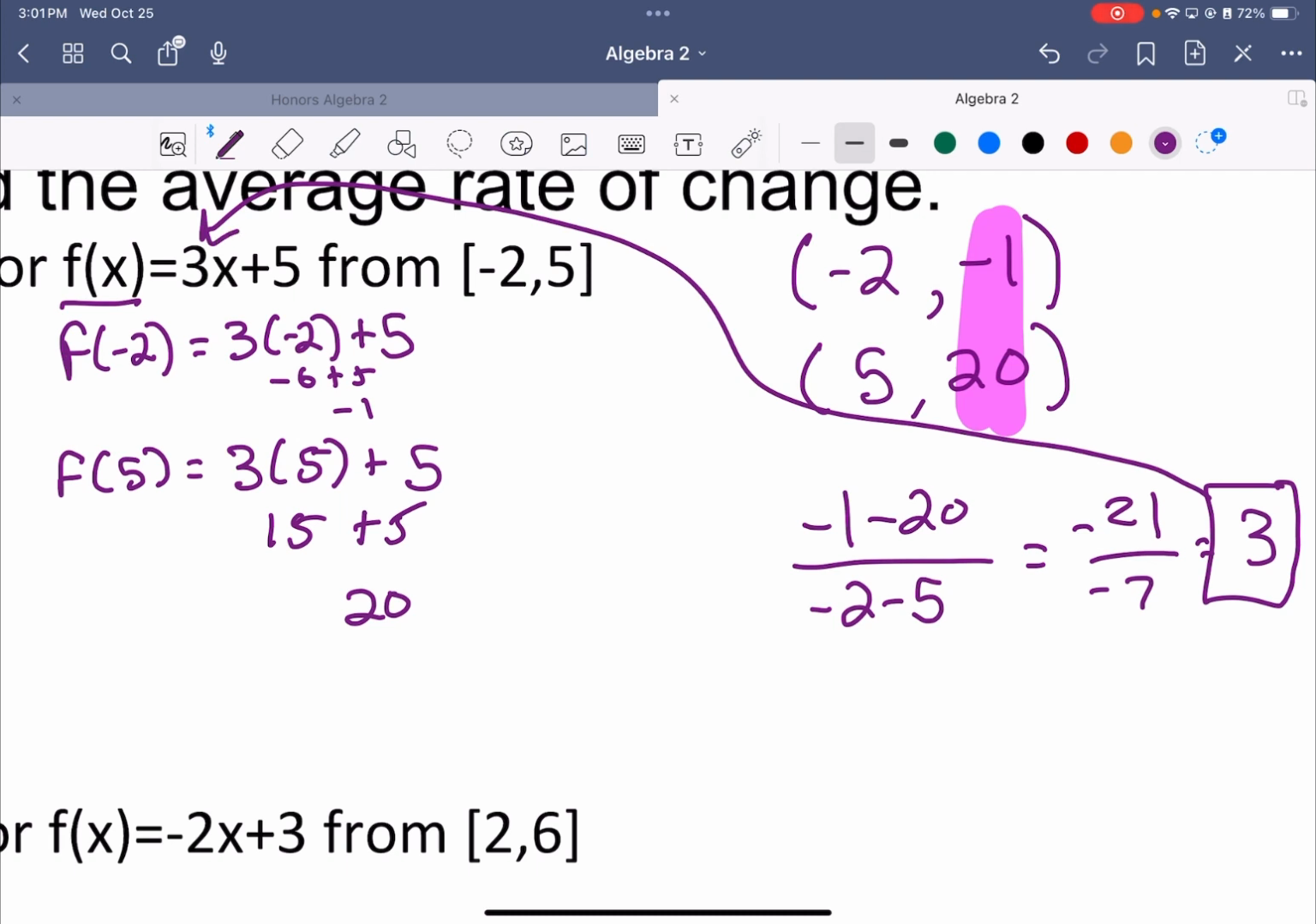It's linear. Remember, if we have something in the form y is equal to mx plus b, that part out in front of the x is our slope.